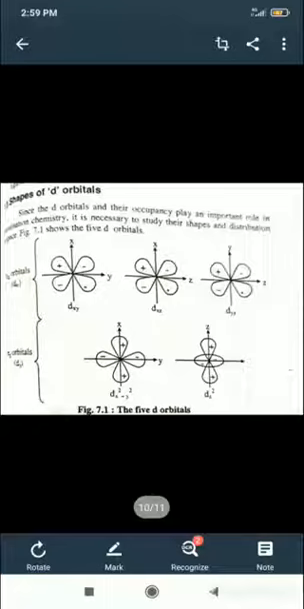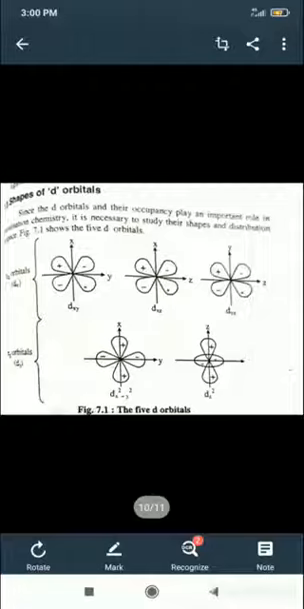Since the d orbitals and their occupancy play an important role in coordination chemistry, it is necessary here to study the shape of the d orbitals and the distribution of the electrons. Now, everybody knows that d orbitals are divided into 5, that is dxy, dyz, dxz, dx square minus y square and dz square.